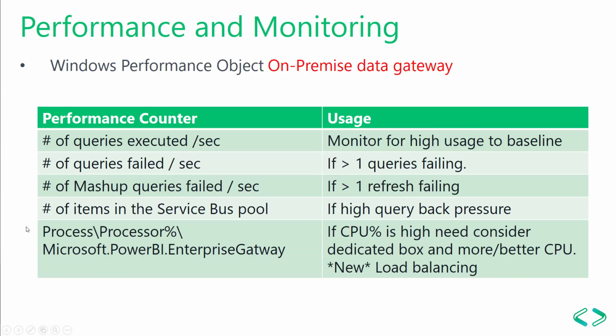The other thing that's good to monitor is CPU usage. This is if you're considering moving it onto a dedicated box because you think it's stealing CPU from whatever box it's installed on. There's a process counter, and if you monitor that, it'll tell you the percentage of CPU that's used by the data gateway service. So far, we haven't seen it use enough CPU to warrant its own box in most of our solutions, but it's good to monitor it.